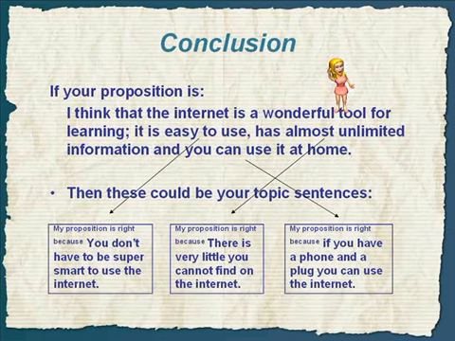Focusing on these three areas in my proposition, I came up with three topic sentences. That my proposition is right because you don't have to be super smart to use the internet. Notice how this relates to the internet being easy to use. Then I said there is very little you cannot find on the internet. Notice that the arrow from the almost unlimited information relates to the information in this box. Then I took the idea that you can use the internet at home, and so turned my topic sentence into something that said, if you have a phone and a plug, you can use the internet.